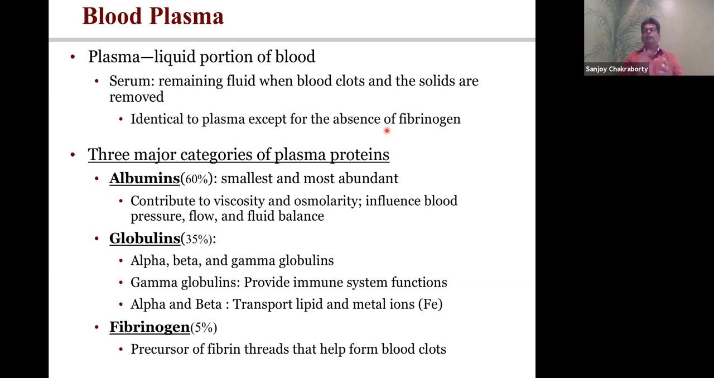Now, let's say that you collect the blood and it clots. If you remove that clot, the remaining fluid, we call that fluid serum. So serum is the remaining fluid when you remove fibrinogen. In the absence of fibrinogen, the protein responsible for clotting, the remainder of the plasma, we call it serum. It's very important for clinical use because it contains a lot of other molecules that are useful, for example, antibodies, which are useful for a lot of clinical purposes.